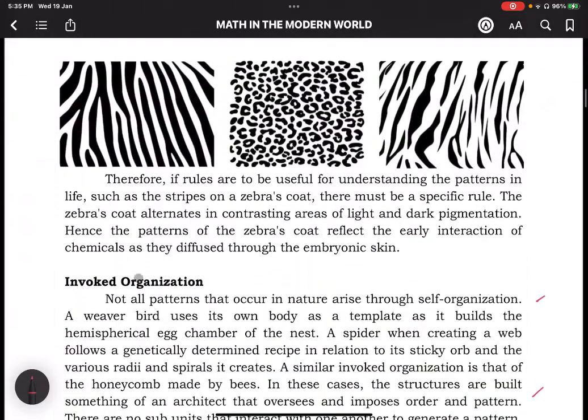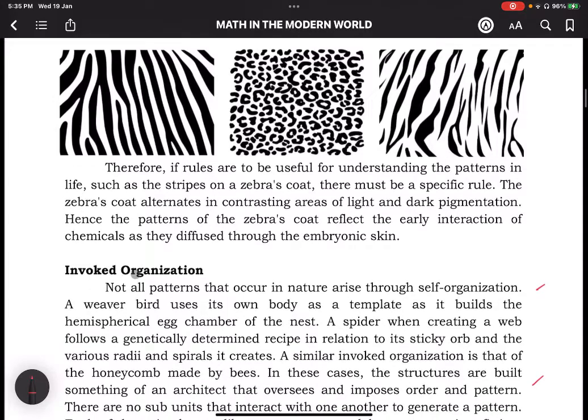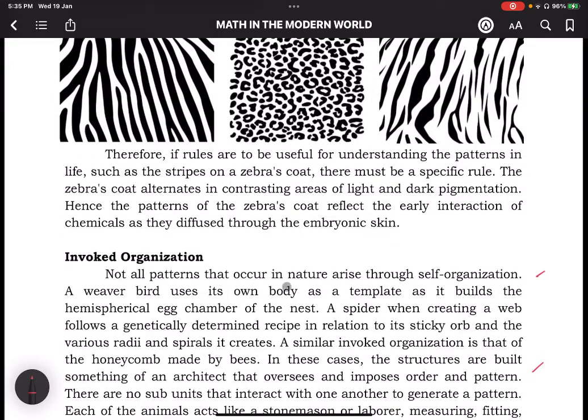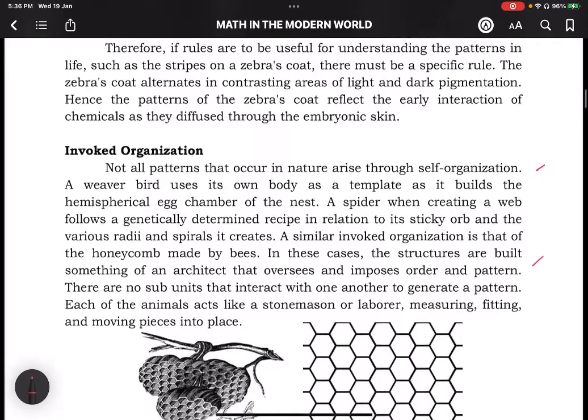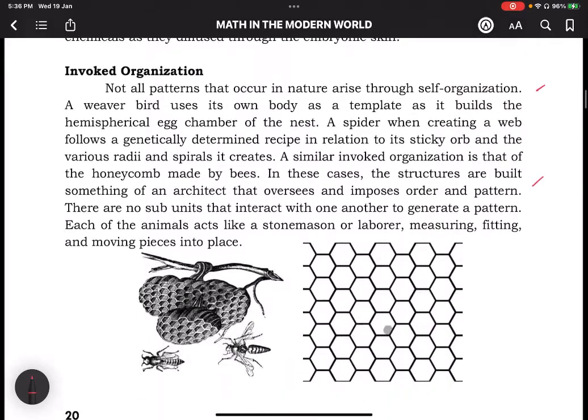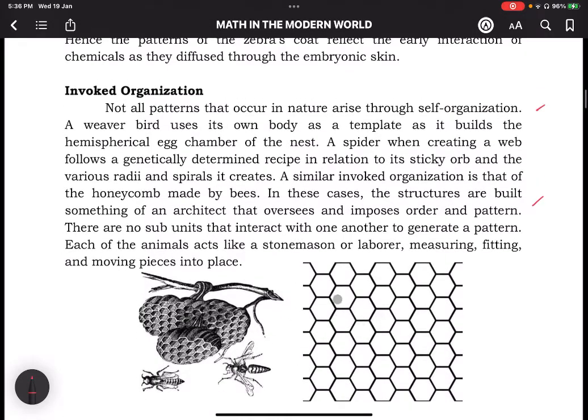Okay? Under naman ng Invoke Organization, not all patterns that occur in nature arise through self-organization. A weaver bird uses its own body as a template as it builds the spherical or hemispherical egg chamber of the nest. A spider, when creating a web, follows a genetically determined recipe in relation to its sticky orb. No? So ito yung B, no? Example. No? So ito ay example ng Invoke Organization.